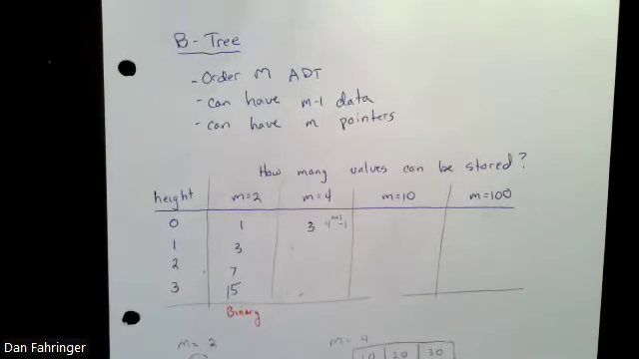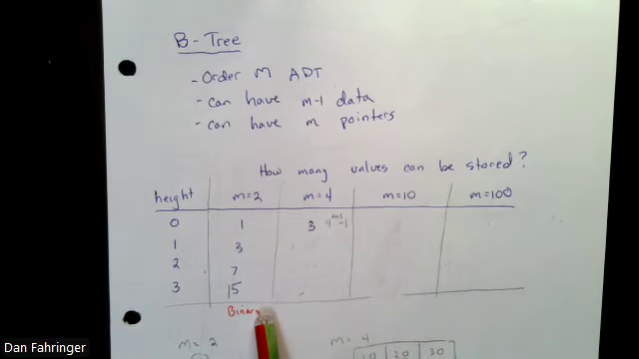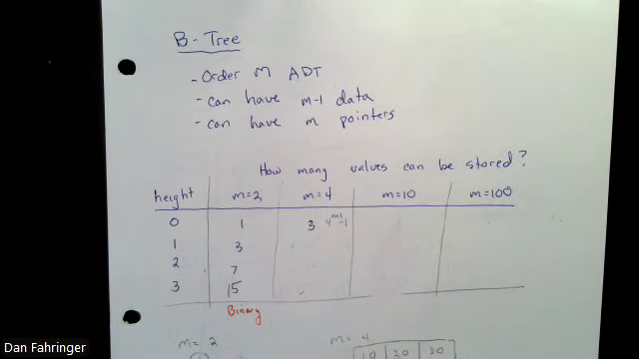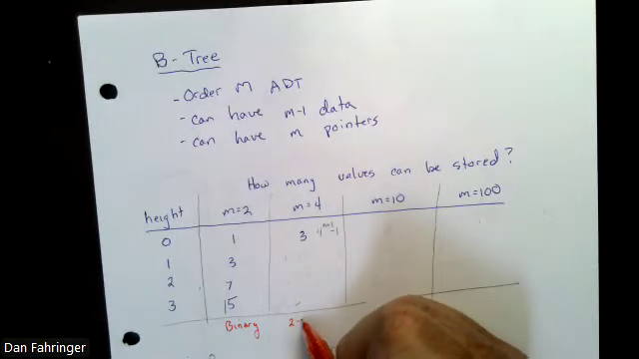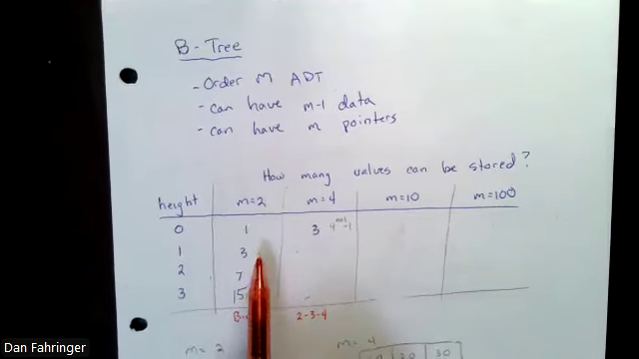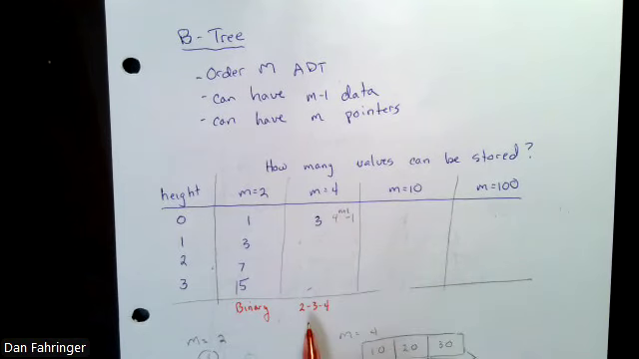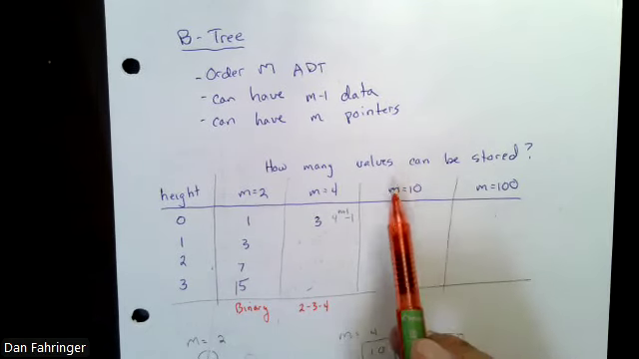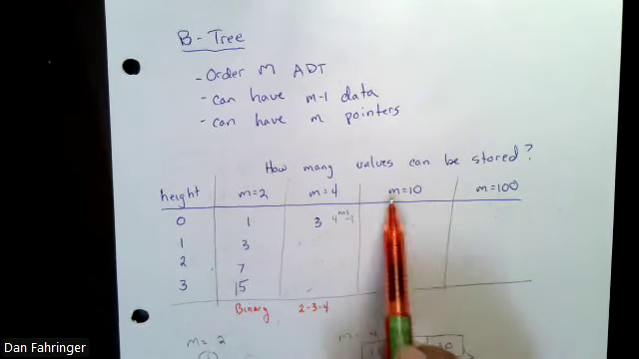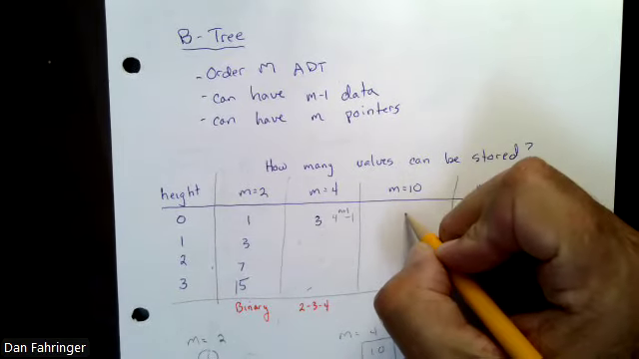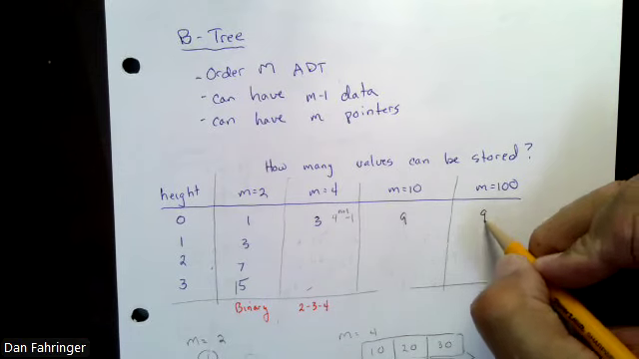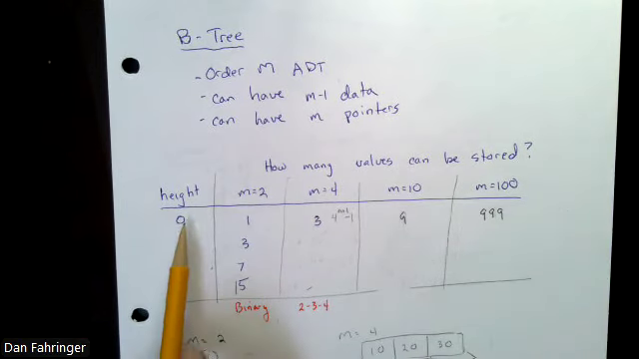Okay, so in the 2-3-4 example, we had binary to start. Then we had the 2-3-4 over here. Here we had one value being stored in binary. Here we had three values being stored in the 2-3-4. If I had this M set at 10, looks like these are minus 1, I think I would be storing 9 values. If it was 100, I would be storing 99 values on that.